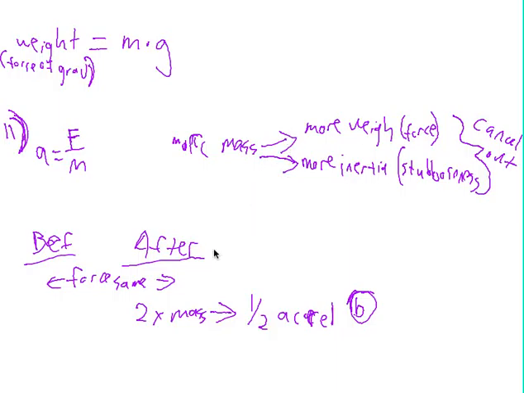So since you've, which number is this again? We are on number 12. So since we've doubled the mass, its inertia, its stubbornness is doubled too. You've doubled the stubbornness, so it's half the acceleration. Alright. Now we are on 13.